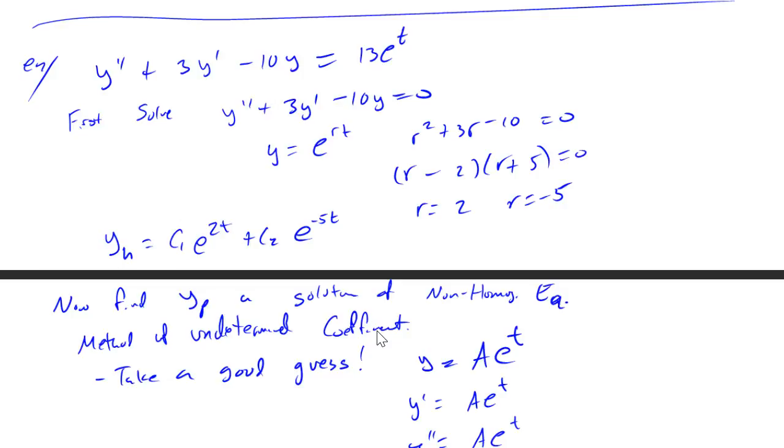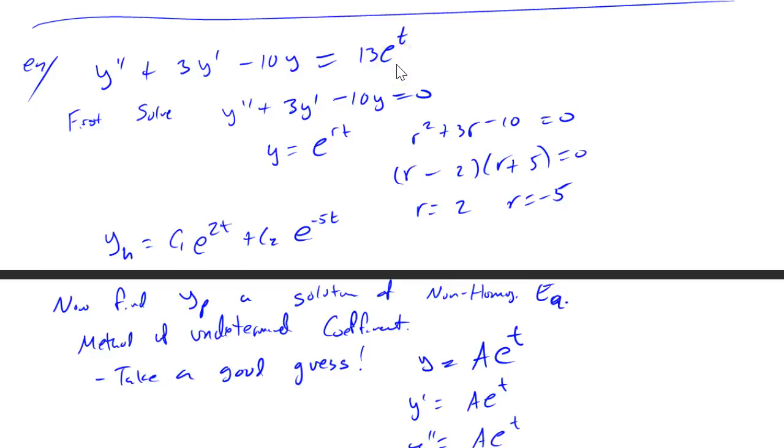Now, the method of undetermined coefficients, I think, is the easier of the two to do, but it only works in some very special cases. These are cases where the stuff on the right-hand side of the equation are really nice functions that you can kind of guess what the solution should look like. I'm looking for a function y that when I multiply by 10, and I take its derivative, multiply that by 3, and take its second derivative, and combine them all together, I'm going to get something that looks like 13e to the t.